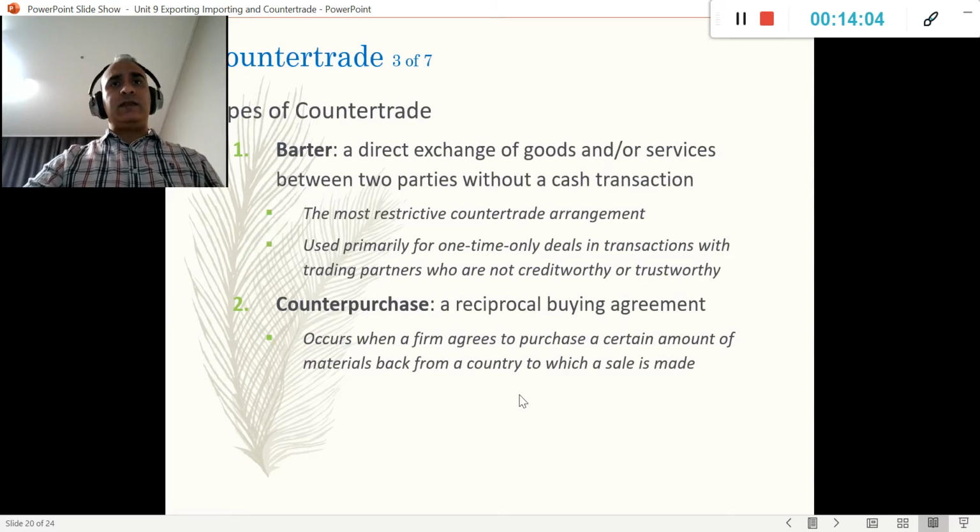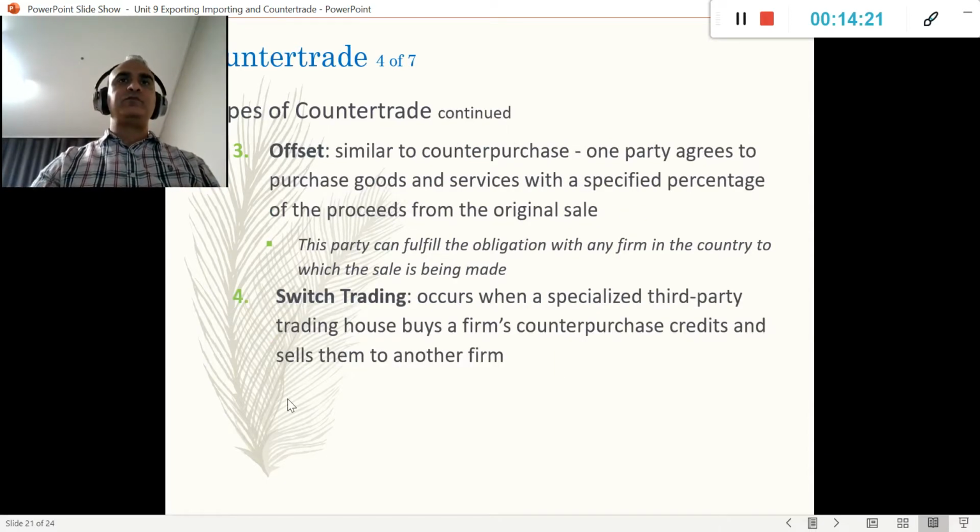So in this case, we have the barter, which, like I said, is a direct exchange of goods between the two parties. There's no cash. We have the counter purchase, which is a reciprocal buying agreement. That means I buy from you and you buy from me. So it's an exchange of products. We have the offset: one party agrees to purchase goods and services with a specified percentage of the proceeds of the original sale. So in this case, like I said, it's just a certain percentage, simple as that. It's not one for one. It's maybe only 80-20 or so.